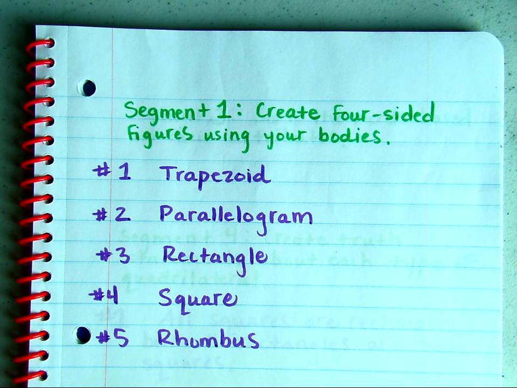The fifth shape I want you to build with your bodies is a rhombus. Alrighty, go. Okay, and you probably discovered that a rhombus is also a parallelogram. It has 2 sets of parallel lines, and all of the sides are equal.